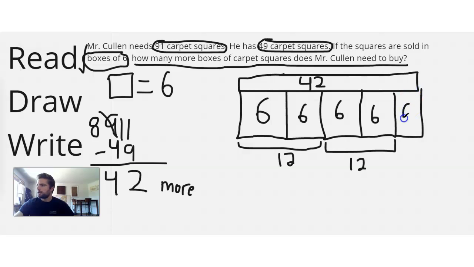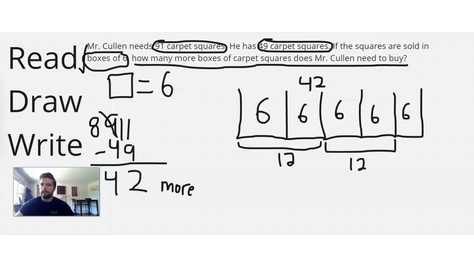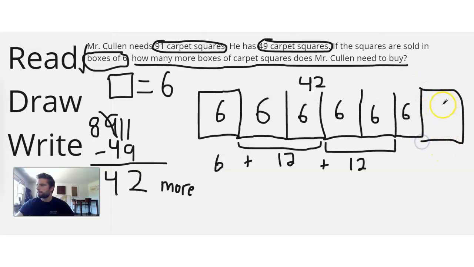And now my tape diagram is a little messy now because the top is supposed to be the same size as the bottom, so I'm going to have to do a little erasing. I'll just keep adding boxes. I'm going to add another box on this side too. Another box of 6. So now we have 6 plus 12 plus 12. And we want all these bottom boxes to equal 42. We got 6 over here.